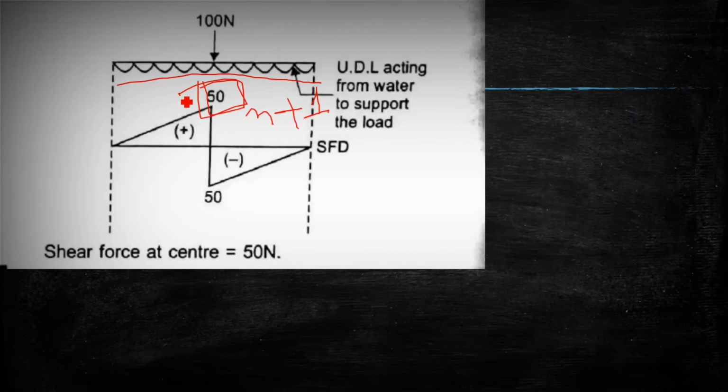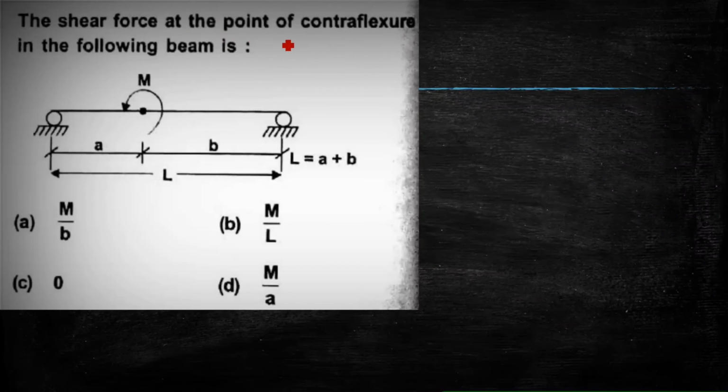Moving to the next question, we have: the shear force at the point of contraflexure in the following beam is. So this is a roller support, this is a roller support. So the bending moment will be 0 at this point and at this point. So these two are the points of contraflexure.